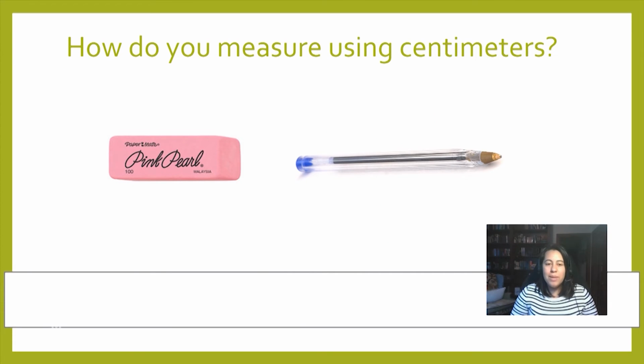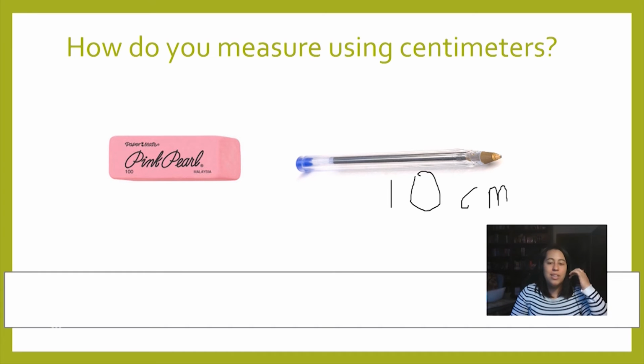Let's try measuring another object and starting again by estimating. So here we see an eraser and the pen that we just measured. Now we know that the pen is 10 centimeters long. Looking at the pen and the eraser, how long do you think the eraser might be? Go ahead and turn and share with a neighbor or family member. What do you think?